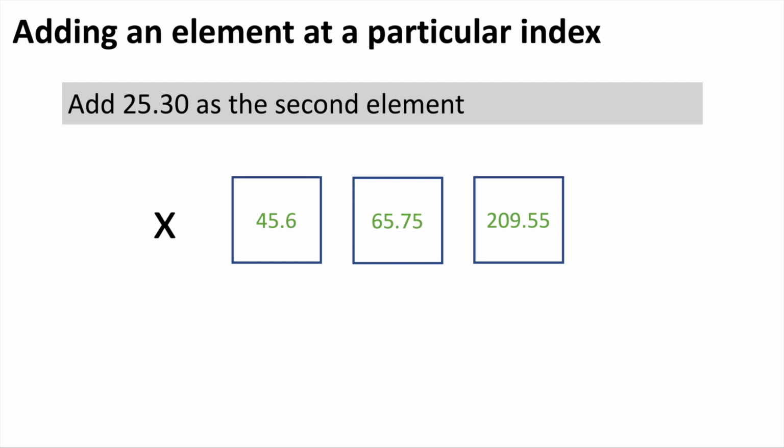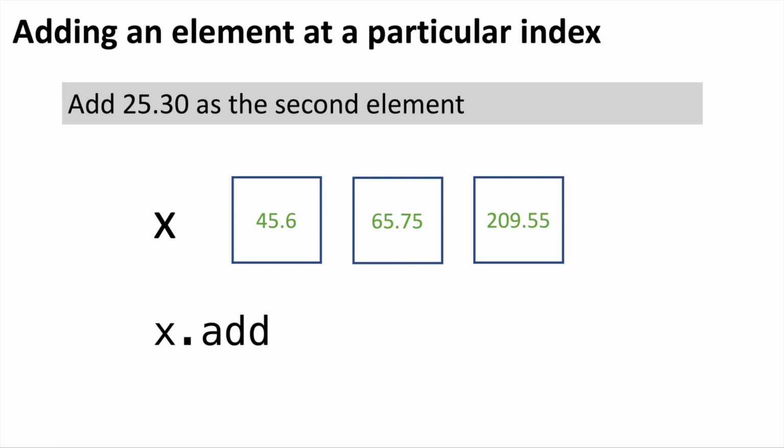Okay, so adding an element at a particular index. Now I have three elements here. I need to add one as the second one, so it will come between these two. I want it to come here in between the two. How can I do that?